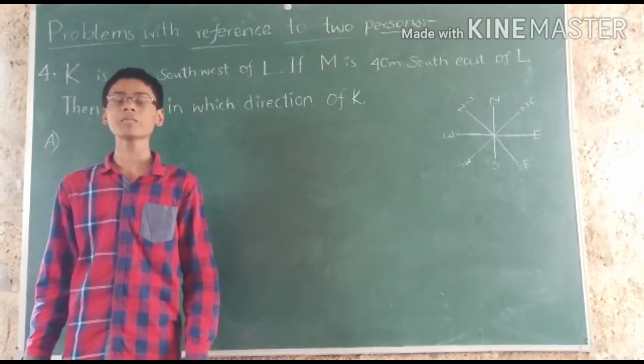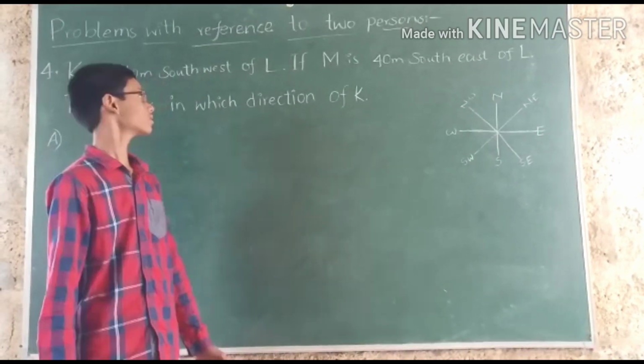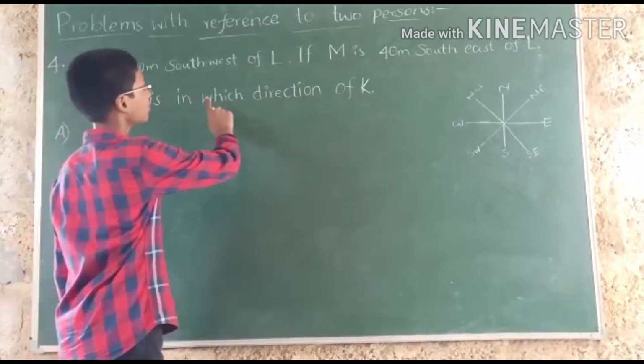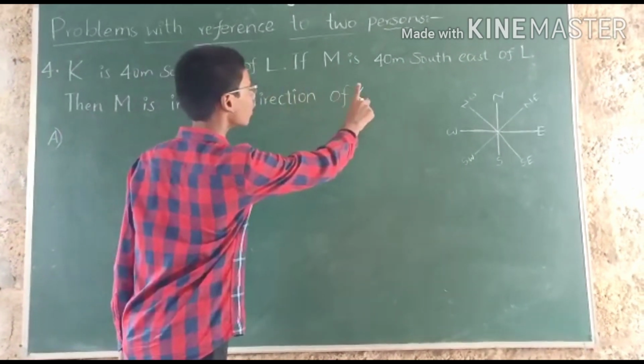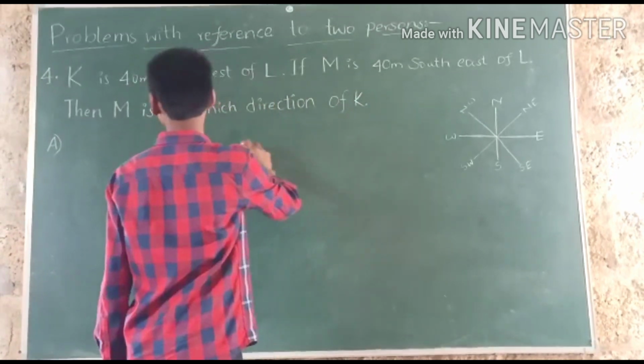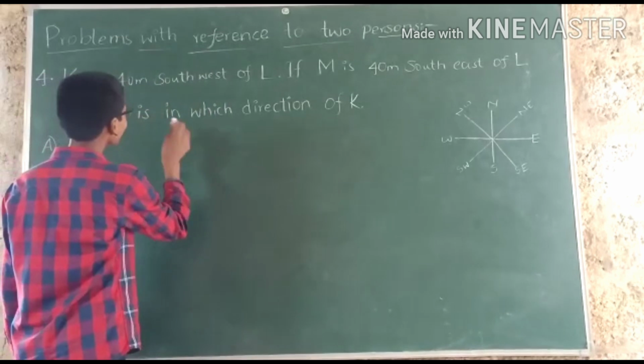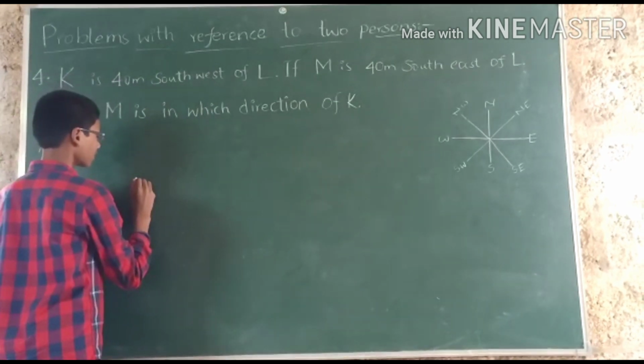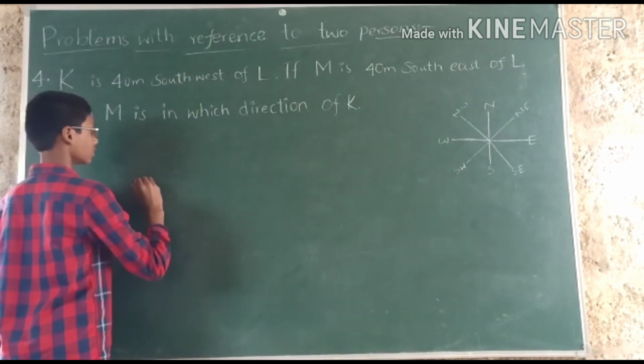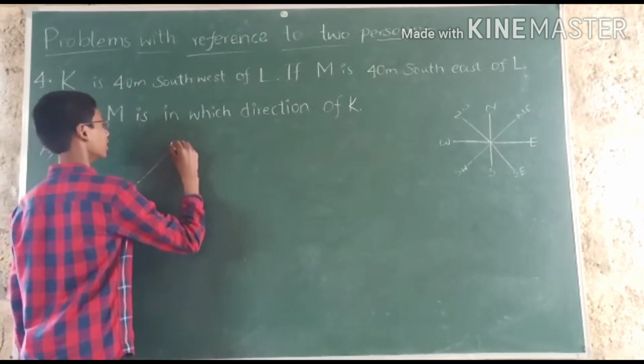Now let me explain problems with reference to two persons. K is 40 meters southwest of L. If M is 40 meters southeast of L, then M is in which direction of K? First, K is 40 meters. Here is the K and L.